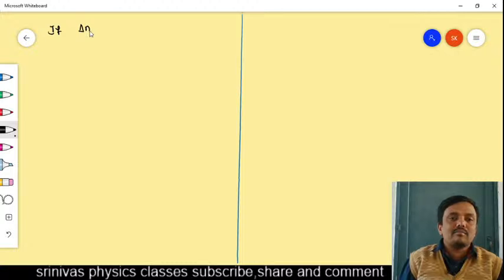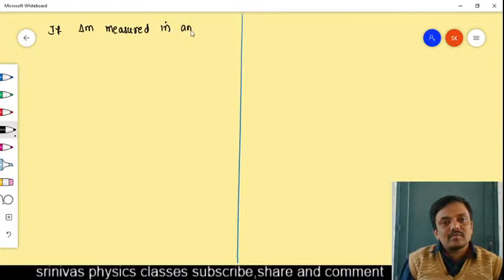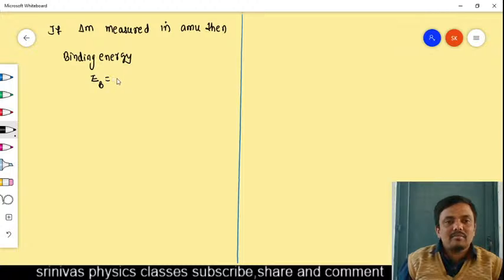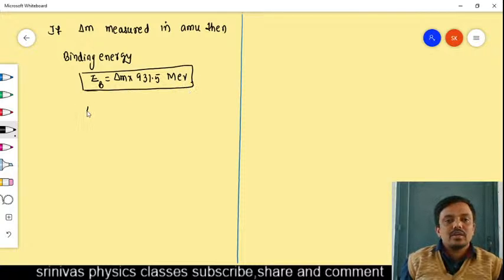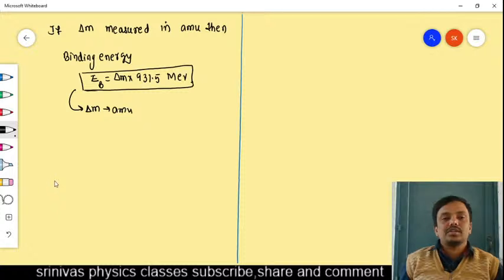If delta M is measured in AMUs, then we write the binding energy like this. Binding energy EB is equal to delta M into 931.5 mega electron volts. This is the binding energy formula when delta M is in AMUs. Only if delta M is in AMUs do we use this formula.